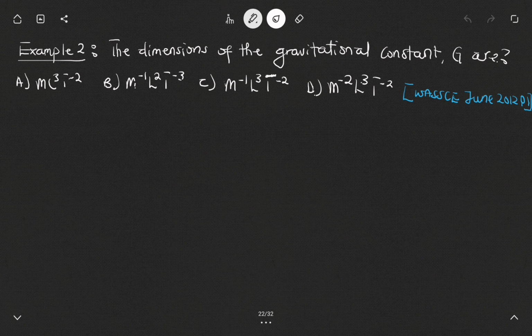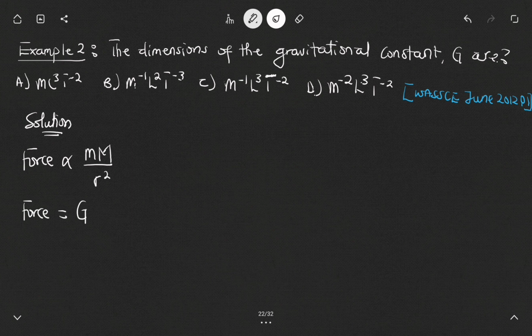So the gravitational constant, we can get it from, let me write down the solution. We can get the gravitational constant from the fact that force between two heavenly bodies is proportional to, let me use the proportionality sign, the product between the two masses and then the radius between them squared. Now, if we remove the proportionality sign and we introduce a constant, that constant is G, which is the gravitational constant that we are asked to find the dimension for. So in this case, all we have to do is to make G the subject.